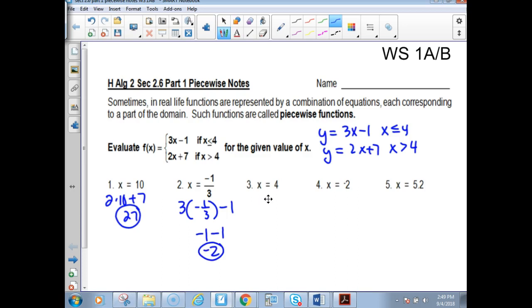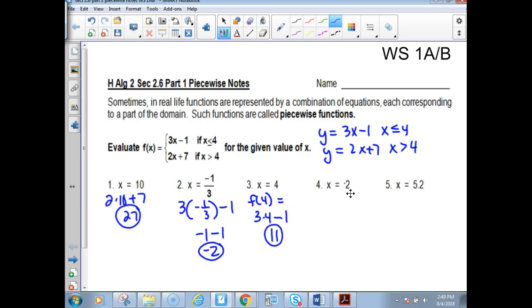Third one says when x is 4, evaluate the function f of x. So f of 4 would be, and that's another thing I ought to bring up, it could say something like f of 4. You're going to plug 4 into the first equation because that's the one that includes 4 with the bar underneath. So we would be doing 3 times 4 minus 1. That would be 12 minus 1, which is 11.